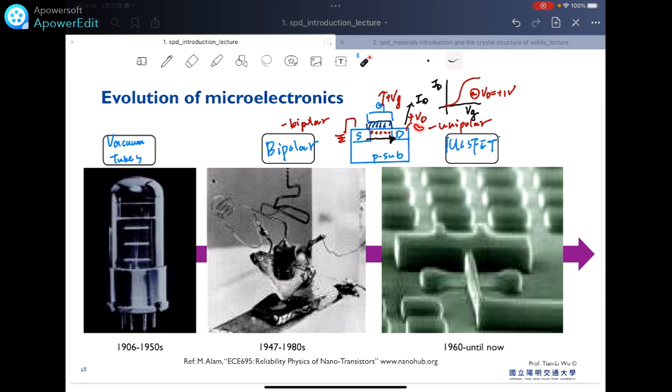Furthermore, we apply a small drain bias, for example positive 1 volt. All these electrons will start to be attracted from the source to the drain side, and in the end become the drain current as shown here.